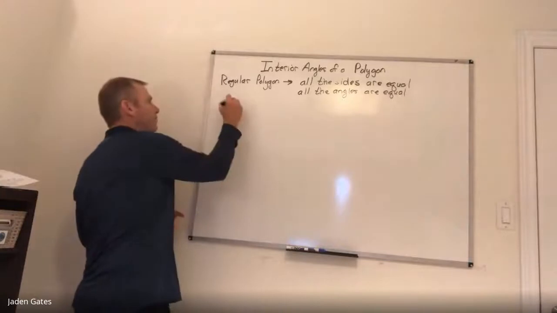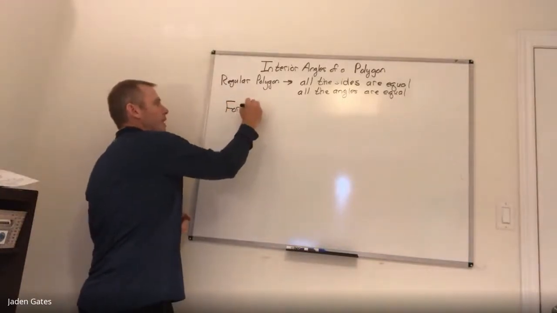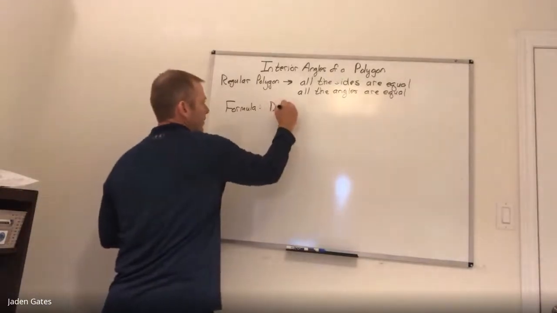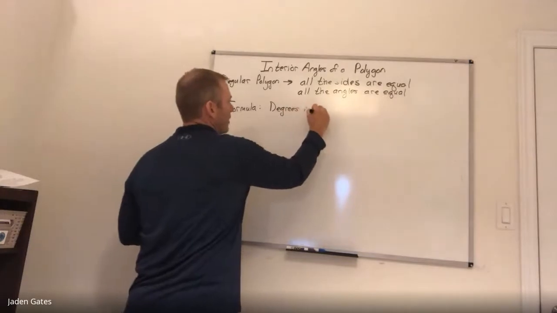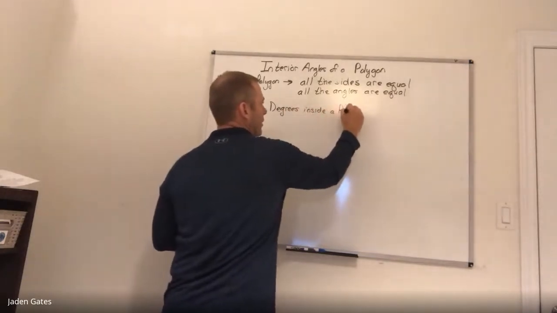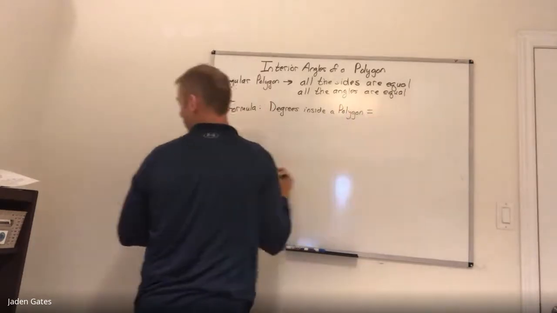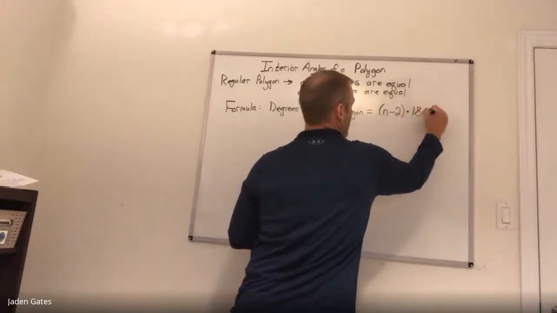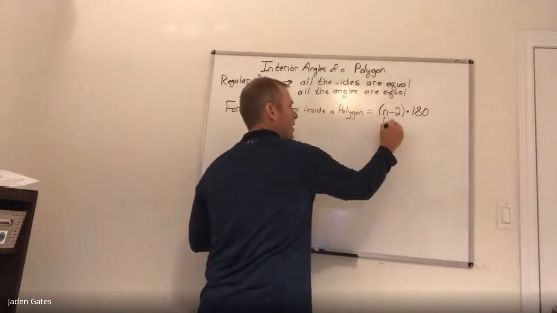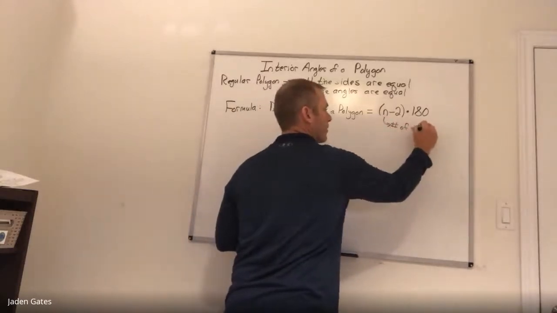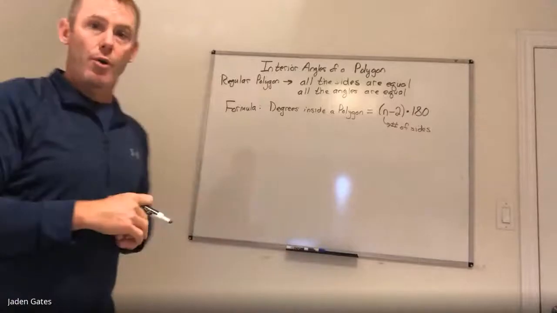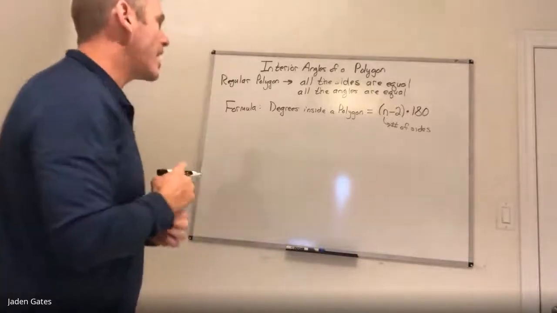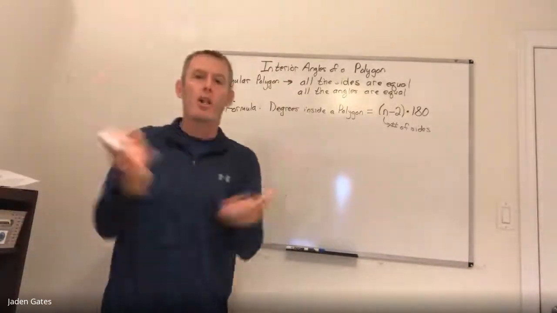Now there's a formula. And that formula that we need is the degrees inside a polygon is equal to (n minus 2) times 180, where n is the number of sides. All right, so we can find up to a 1,000,000-sided object if we wanted, or even past that, obviously. So any number of sides, we can figure what they should all add up to inside that shape.